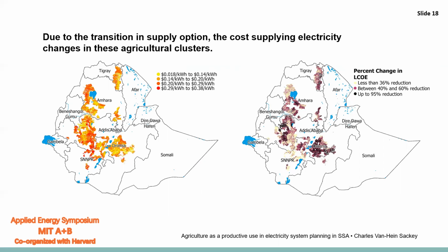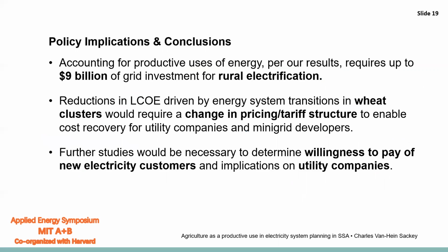Hence, future work that aims to determine the cost recovery implications of irrigation as a productive use for utility companies and the affordability of electricity for agriculture would need to focus on tariff structures that reflect the difference in cost of supply to farmers of different crops.